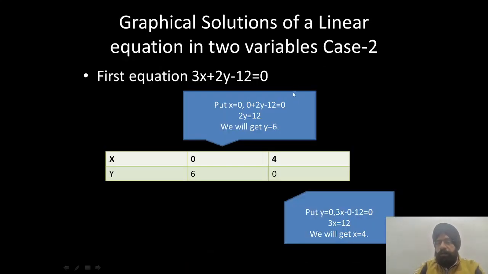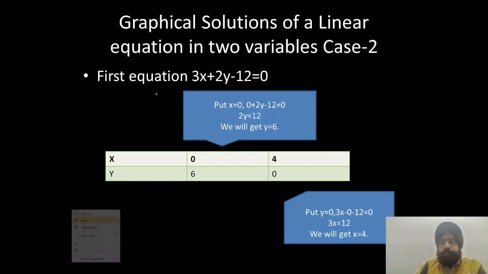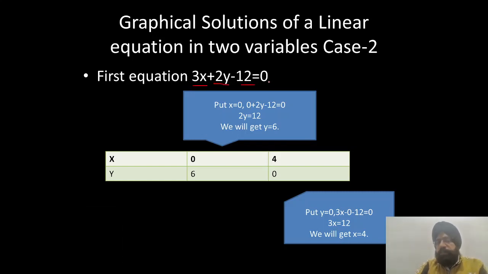Now see. Now I'm going to talk about my second equation. My second equation was 3x plus 2y minus 12 equal to 0. Now what I'm going to do, just read carefully, I'm going to repeat the step again. I will put x equal to 0, then 0 plus 2y minus 12 equal to 0. If I solve this, I'm going to get y equal to 6, my answer. Therefore my first point is going to be 0 comma 6. Now again, if I took y equal to 0, then I'm going to get the value of x is 4. Then my second point is going to be 4 comma 0.